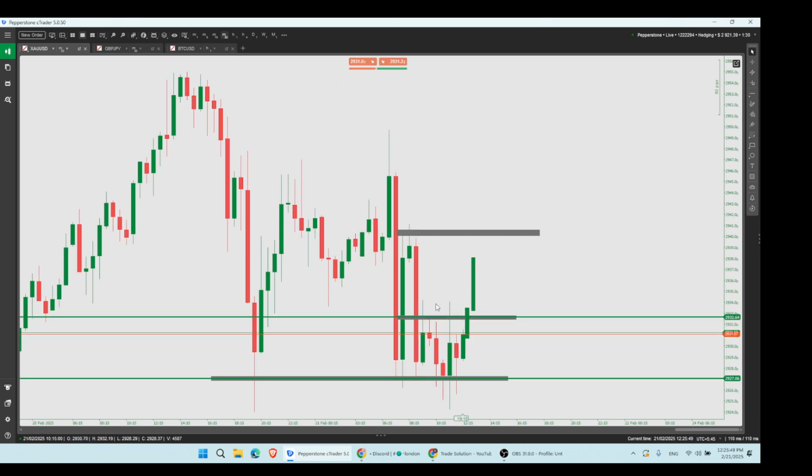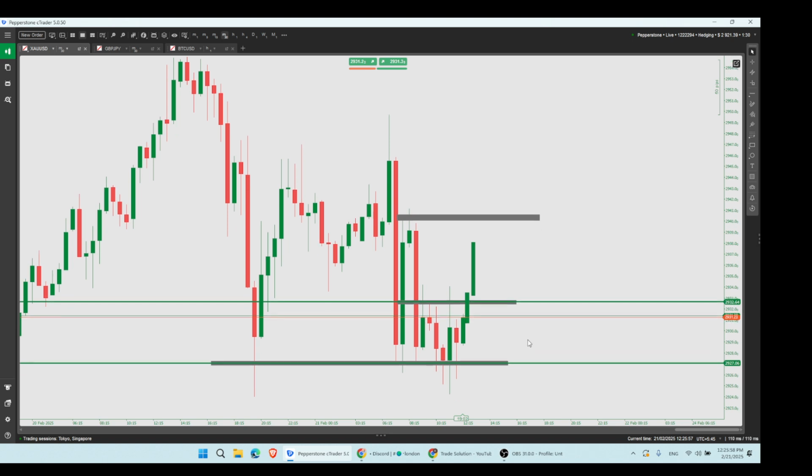Still there are rejections to the left, so it has to break and close above this 29.32 for a buy. Otherwise, I'm just going to wait and see how the market structure and the market will play.